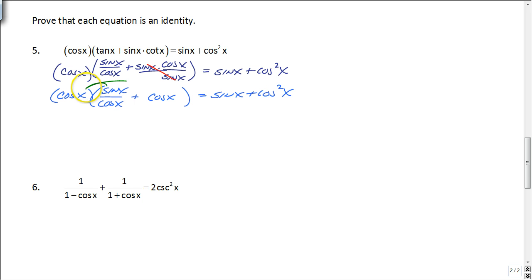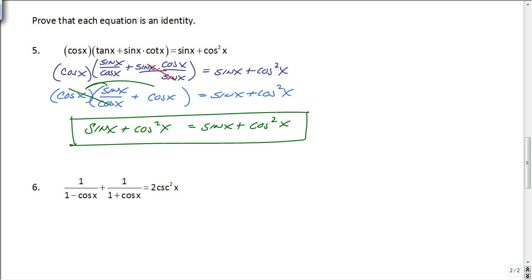Next, you see a distributing step. So cosine x times sine x over cosine x is just going to cancel out those cosines, and you're just going to have sine x. And cosine x times cosine x is going to give you cosine squared x, and hooray, you're done. So it's true. It worked out just fine. Now that's an example of a really easy one.